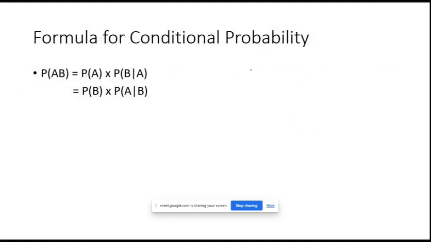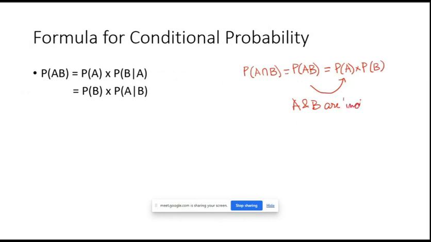If you remember, earlier we worked on a formula that the probability of A intersection B, that means the probability of A and B happening together, which we also called probability of AB, is equal to probability of A into probability of B. But this formula can be obtained only if A and B are independent events, independent of each other. But if that is not the situation, then we have this formula.